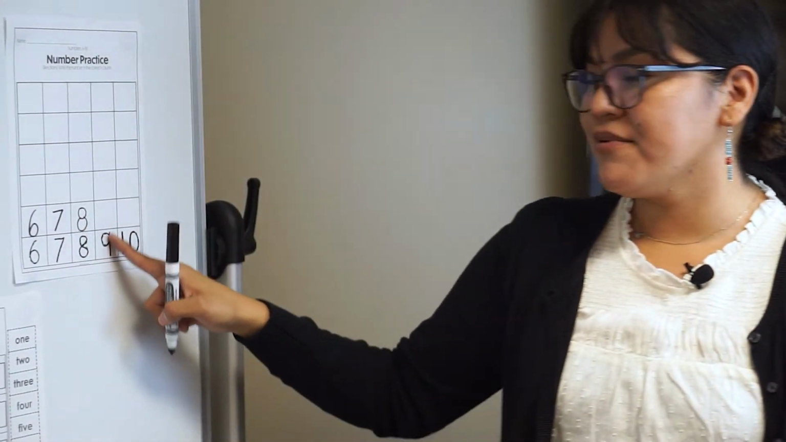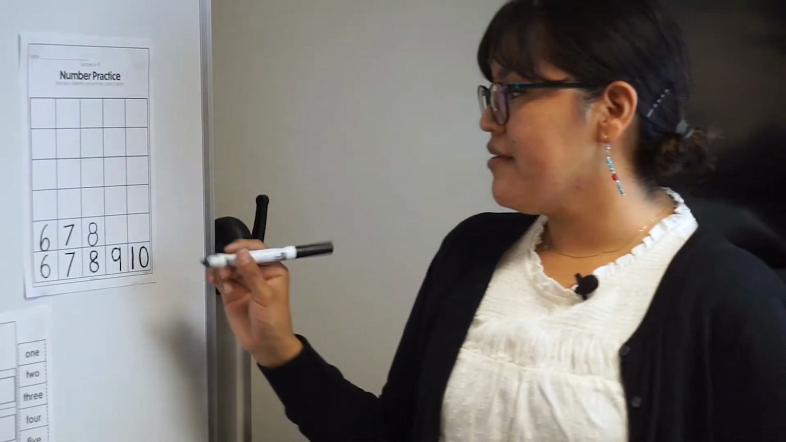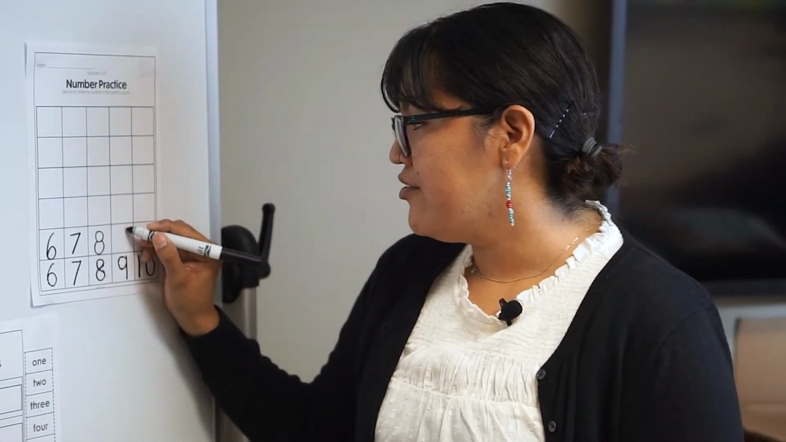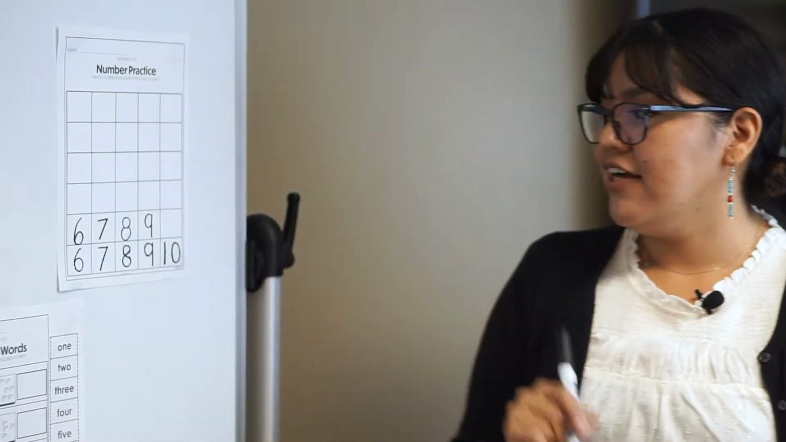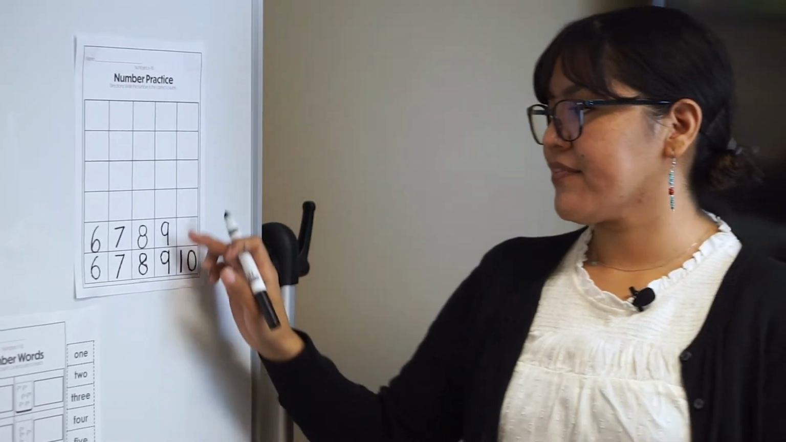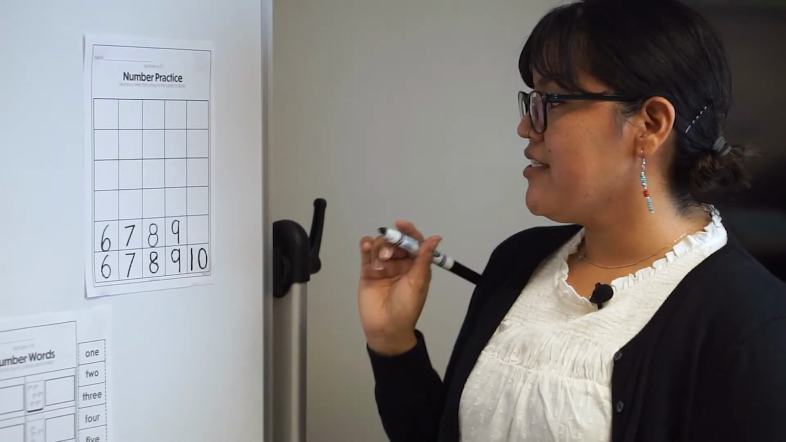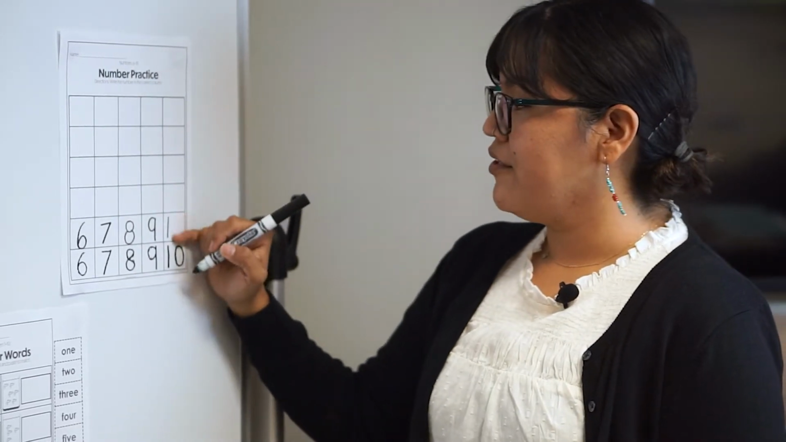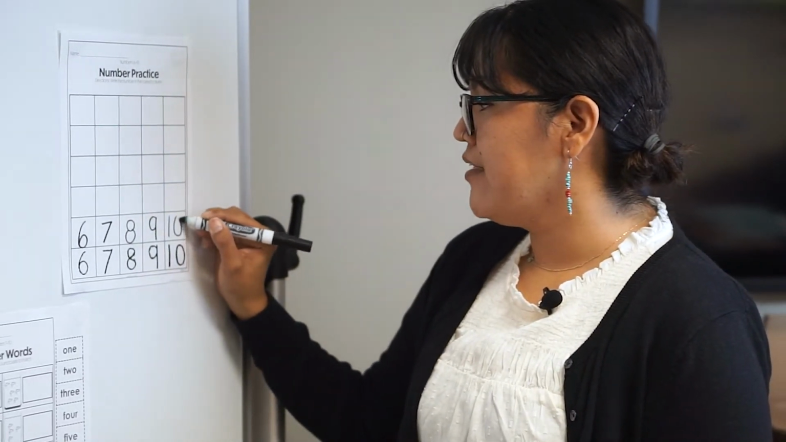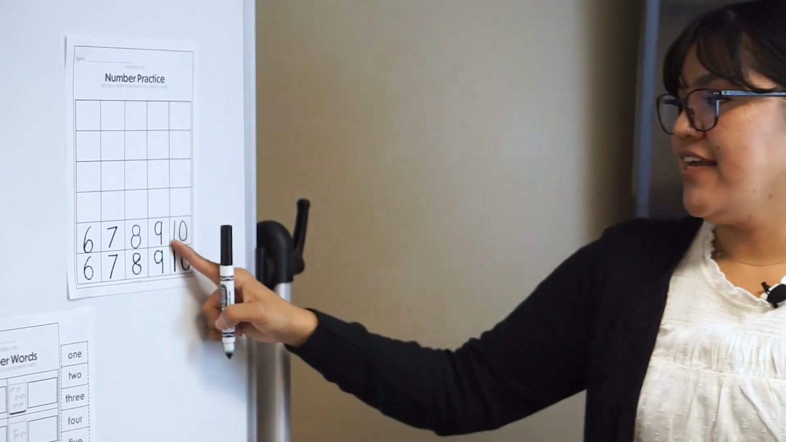Okay, let's look at our number 9. Let's write the number 9. We can have a straight line down like that, and then we can make a little circle and connect it. That'll be your number 9. 10. Let's go to 10. So we'll have 1 straight line down, and then we'll have a 0 and a circle, and then it makes 10.